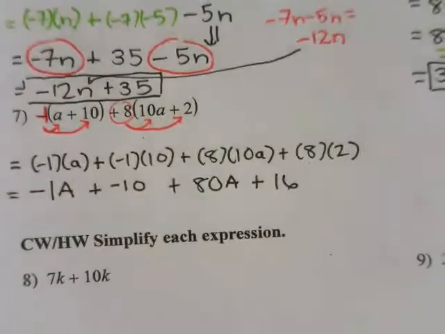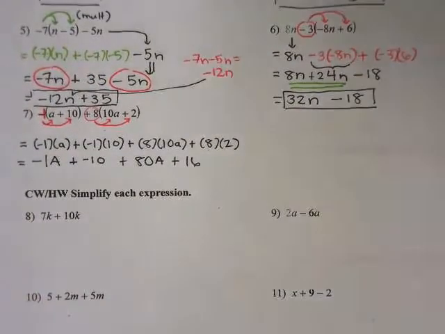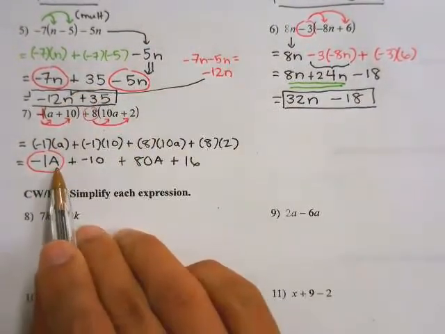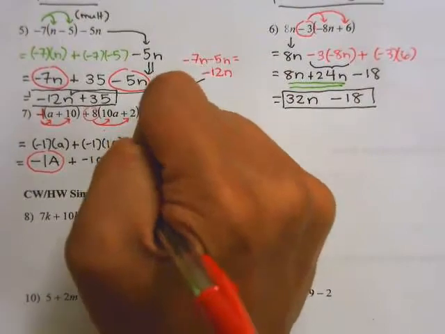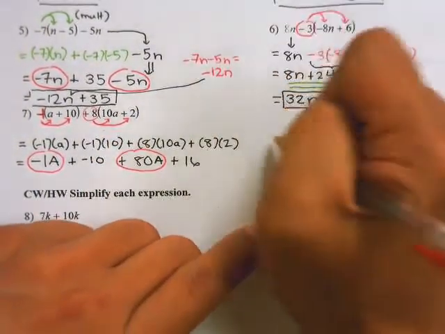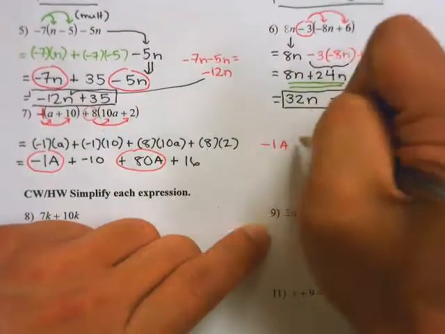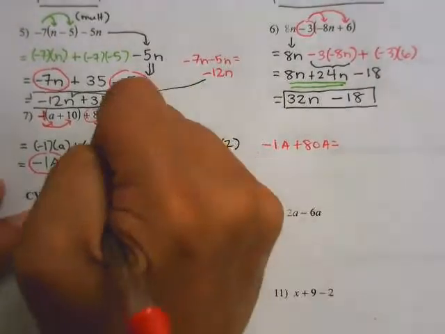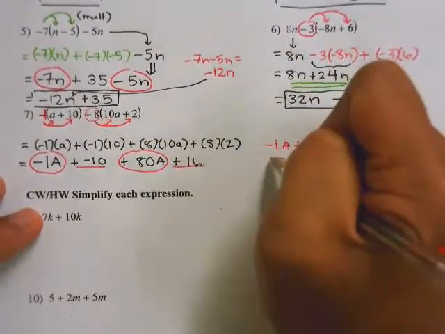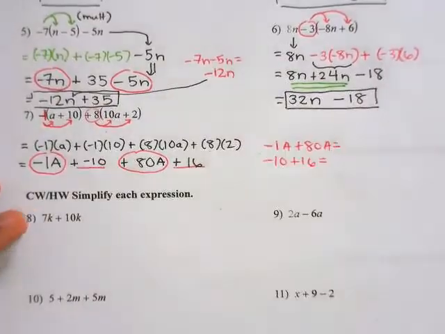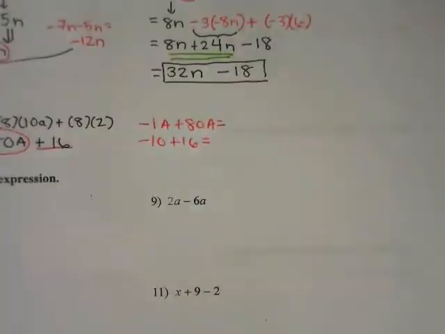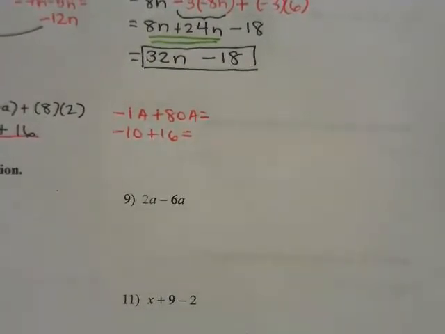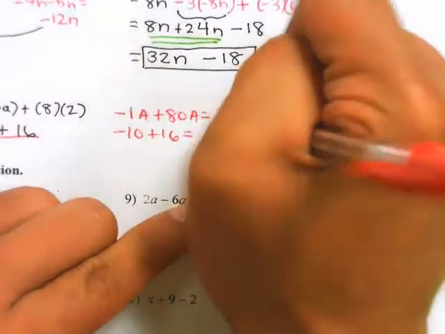Just need a little bit more space. I'm going to underline and circle our like terms. There should be 2 pairs of them: negative 1a and positive 80a. I'm going to write that down over here on the side, negative 1a plus 80a. We'll solve that a little bit later. And then we have negative 10 and positive 16, negative 10 plus 16. Negative 1 plus 80 is the same thing as saying 80 minus 1. So 80 minus 1 is 79a.